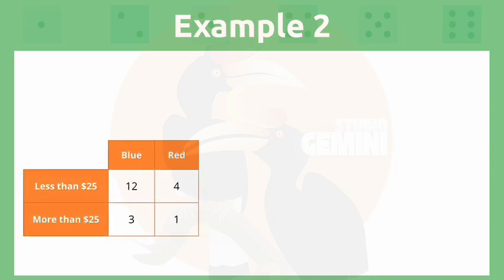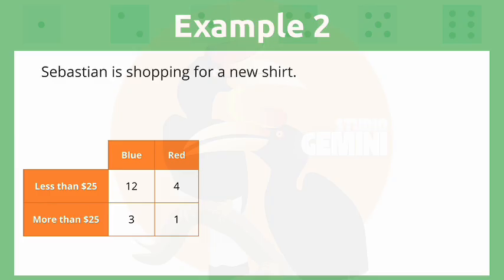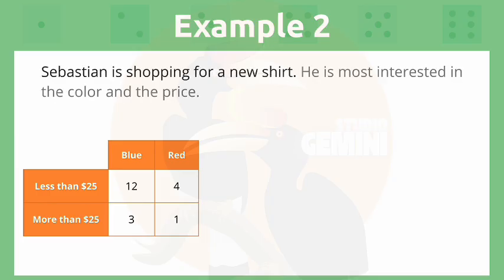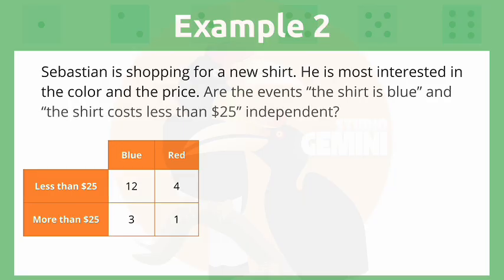Here we aren't given the probabilities, but don't worry, we can still figure out what we need. Let's try it. Sebastian is shopping for a new shirt. He is most interested in the color and the price, as shown in the table. Are the events the shirt is blue and the shirt costs less than $25 independent? In order to see if these events are independent, we need to calculate the probability of each event and then the probability that both events occur.